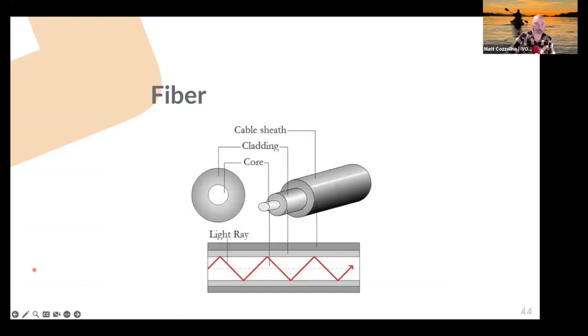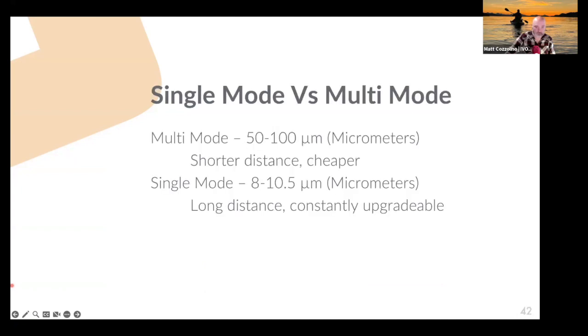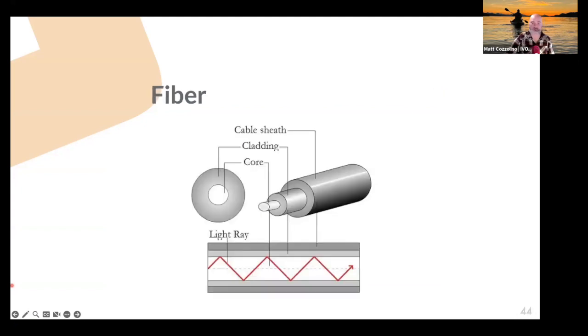And then look at what the different components of the fiber are. This core is what we're talking about when we're talking about, what is it, 8 to 10 and a half micron to 50 to 100 micron. That's that core size.